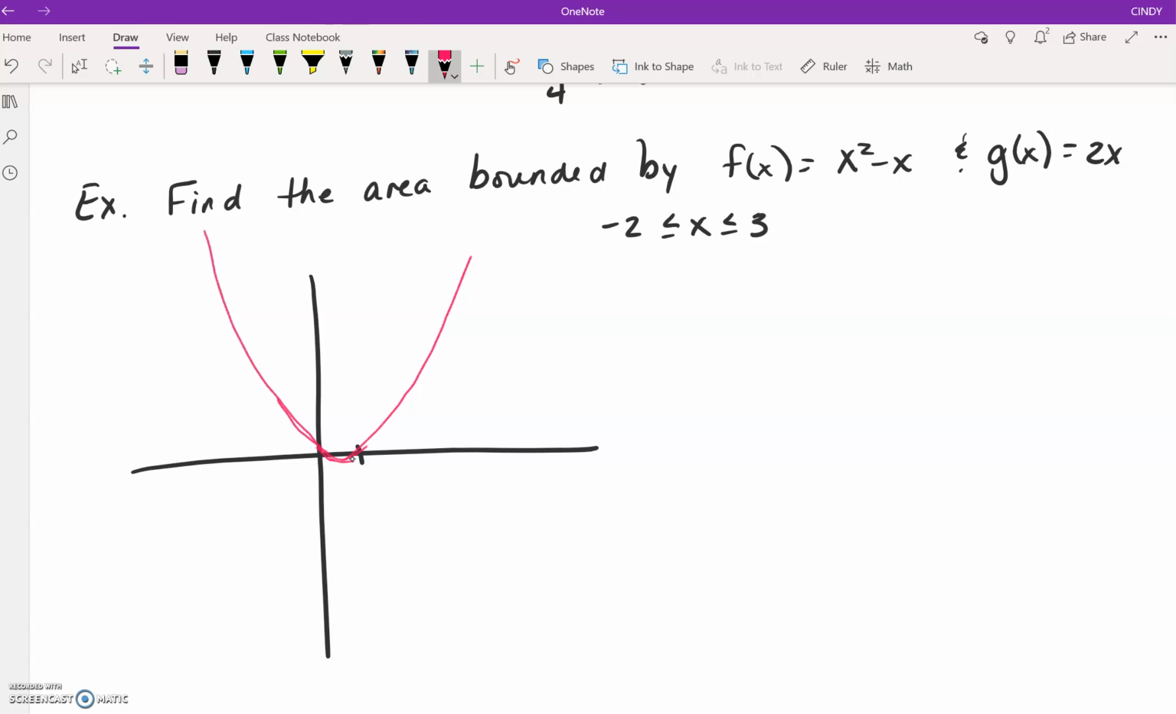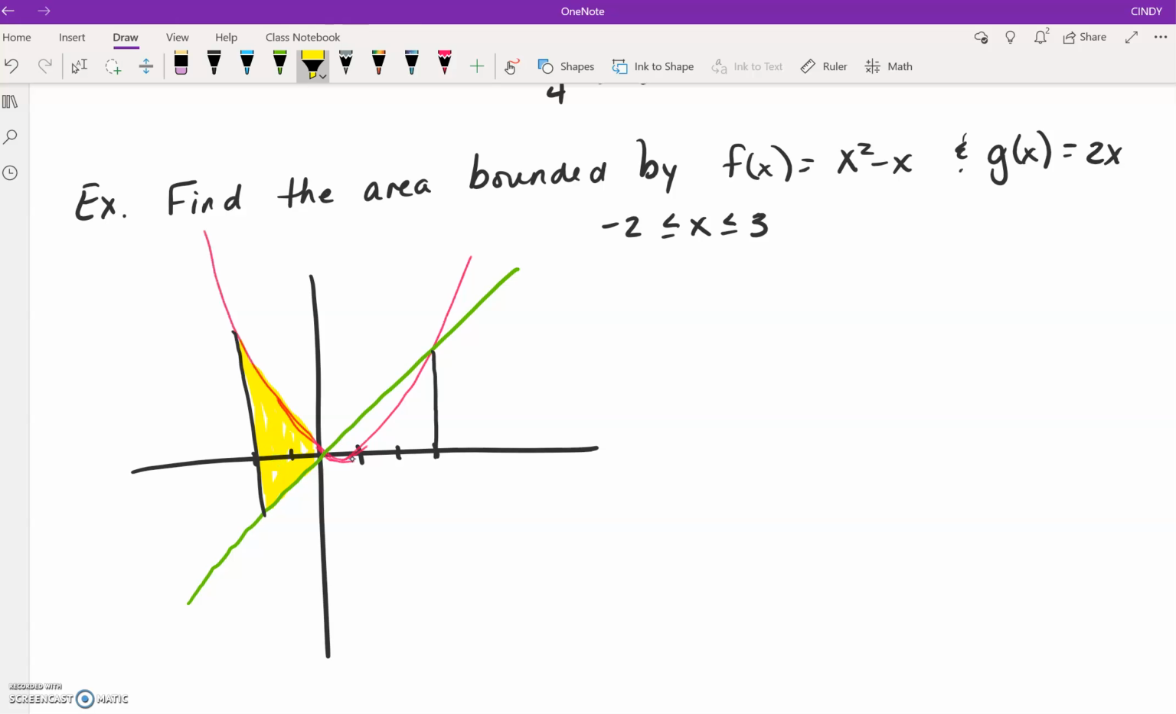It's a parabola. And then we have the second function, which is a line. So that, let me see if I can get this right, hold on. Between -2 and 3. So we're looking at the area here and it's supposed to cross right before 3. We're just going to go with this picture. It's not quite accurate.